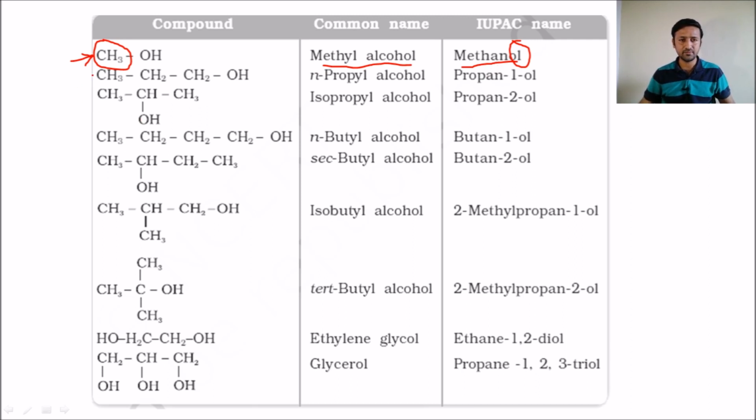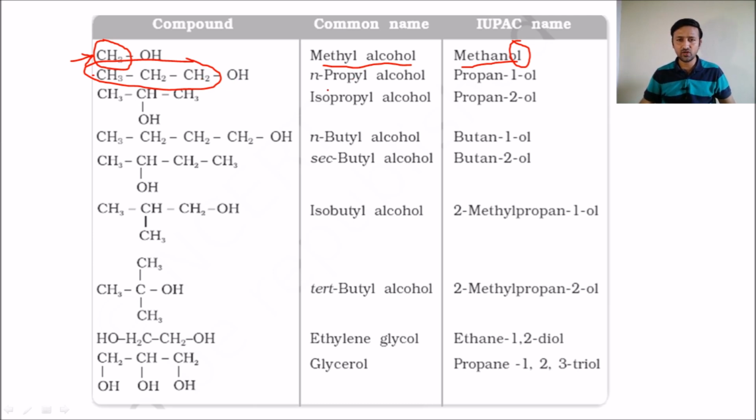Now the second example. It's a 3-carbon alcohol, right? You can take CH3CH2CH2OH. If it is 3-carbon, with the bonding here CH3, CH2, CH2, we can take this as n-propyl.